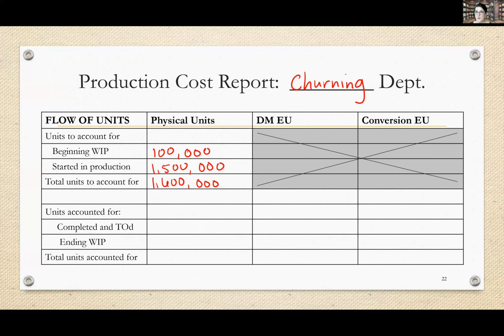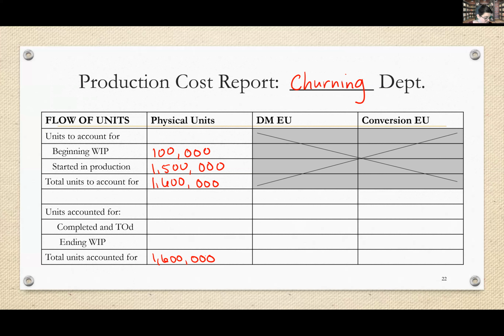Are they part of my ending work in process, or did I transfer those over to the next department? So now I'm going to look at my units to be accounted for. Remember, total units to account for and total units accounted for must equal. So I know that this number is going to be 1,600,000. They're going to equal.